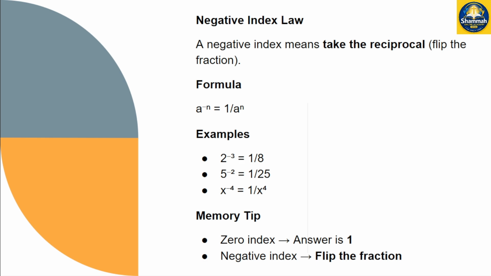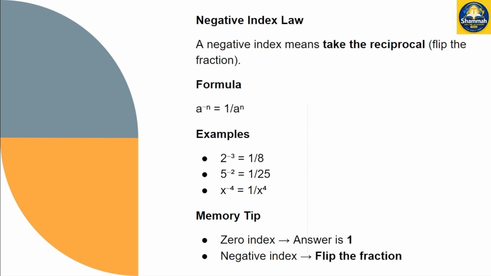And finally, we have what we call the negative index law. What does the negative index law in the law of indices state? It states that a negative index means you should take the reciprocal. And what does the reciprocal mean? It means you flip the fraction. For example, if we have a raised to power minus n, that will become 1 over a raised to power what? n. As simple as that.